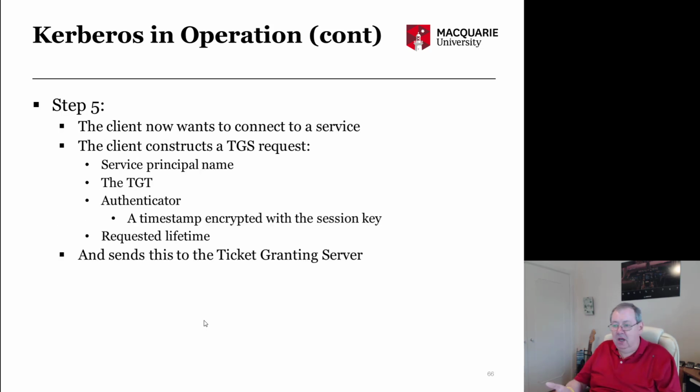So in step 5, the client now says, connect to a database. To connect to the database, it's going to need a session key and to authenticate to the database. So it constructs a ticket granting server request. The ticket granting server request contains the service principal name, database server host name @realm, the ticket granting ticket, an authenticator, which is a timestamp that's encrypted with the session key for communication between the client and the ticket granting server, and the requested lifetime, maybe 8 hours rather than the 24-hour lifetime of the ticket. And it sends this to the ticket granting server.